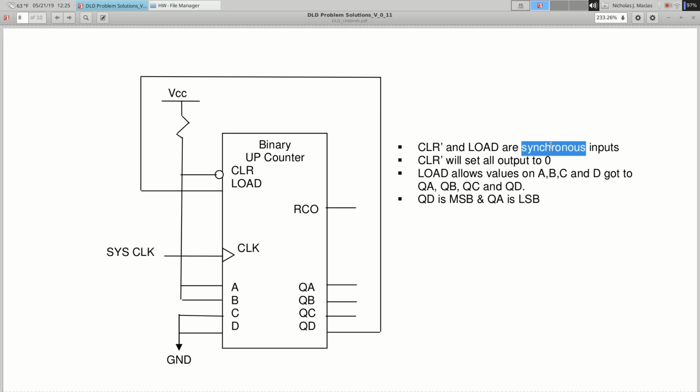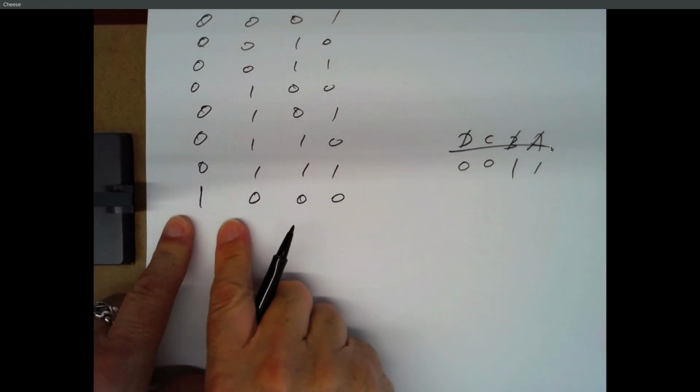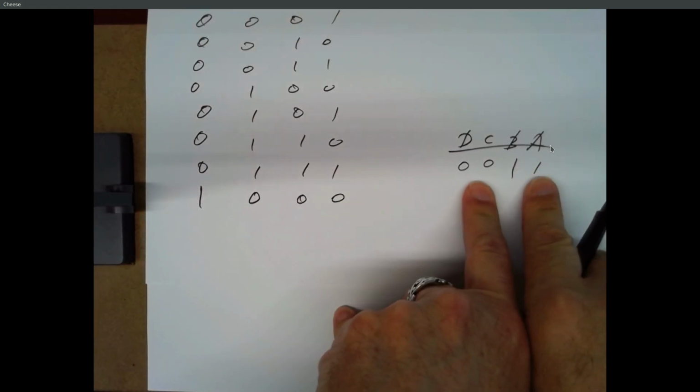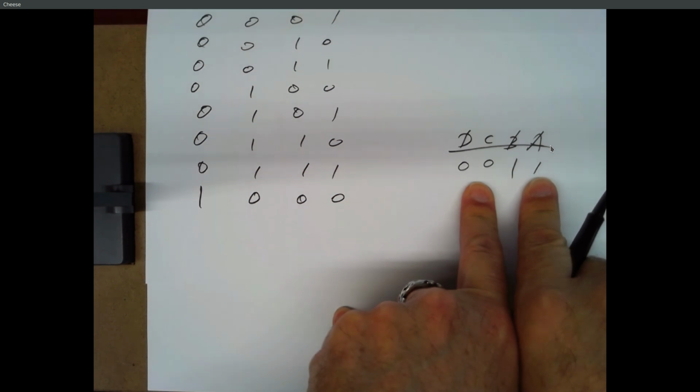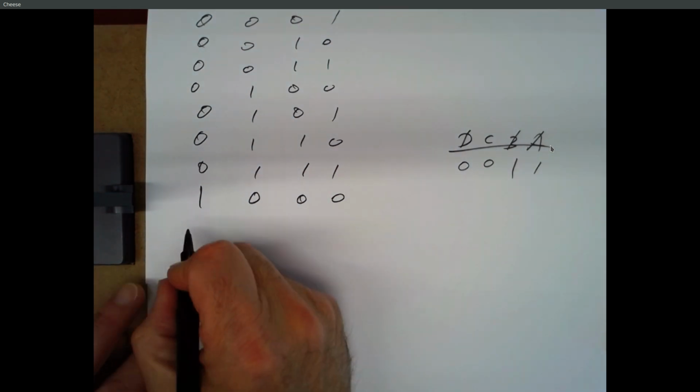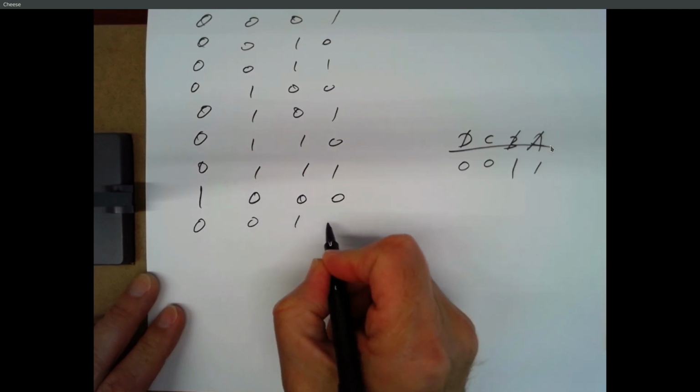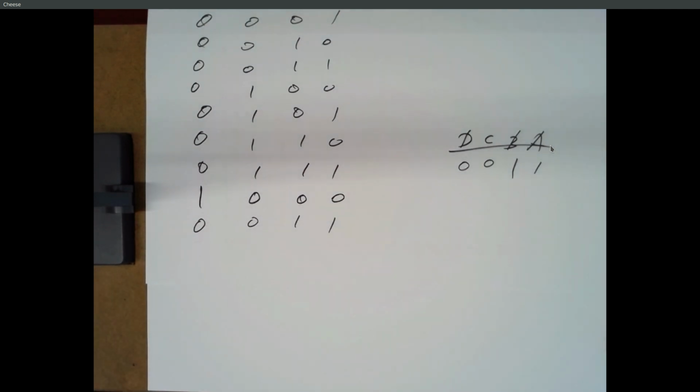Say again? It's going to load the inputs. Okay, so what are the inputs? What is A equal to? 1. A is 1. What about B? 1. And what about C? C is 0 and D is 0. All right, so the next time the clock ticks, it's going to use these values from A, B, C, D. It's going to load that into the counter, which means on the next clock tick, that's going to be what the outputs are.